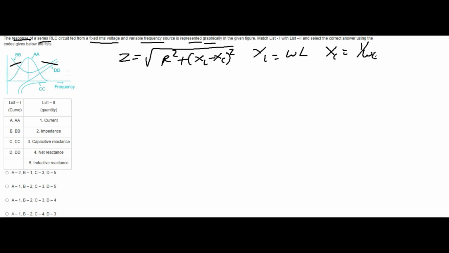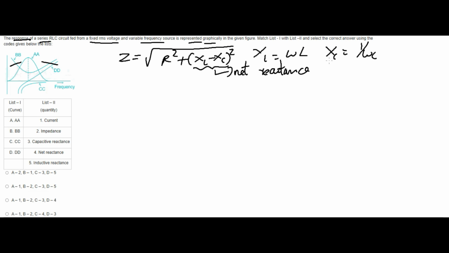What it means: simply write the formula. Z equals root of R squared plus (XL minus XC) the whole squared. If you get such a problem, you have to write this main formula. You know that XL equals omega L and XC equals 1 divided by omega C. So XL minus XC is the net reactance. That you never forget. That is the main key in this question and overall.